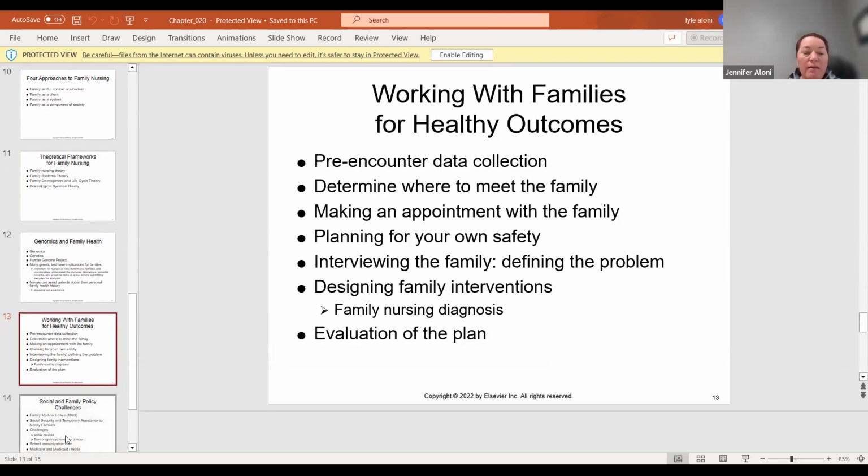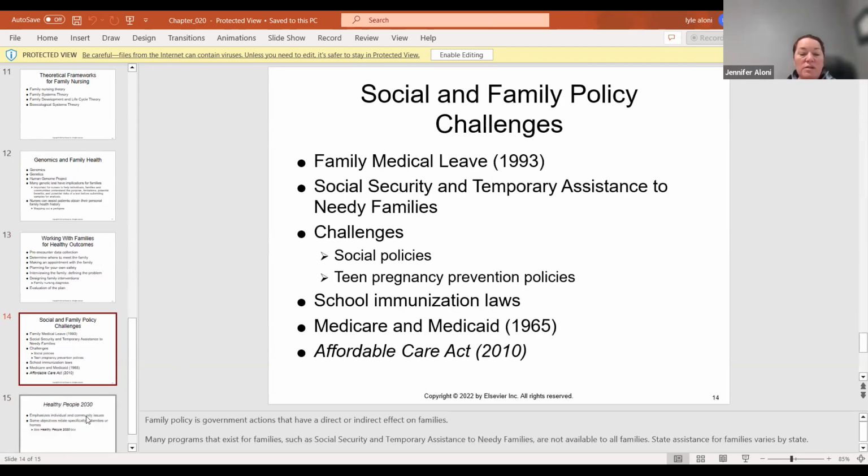When we're looking at our families for healthy outcomes, we're looking for data collection, determining where to meet the family, make the appointment, make sure you're planning for your safety. Stay by a door, let your people know when you're going to someone's home. You see anything unsafe, you leave. Don't wear a ton of makeup or jewelry that's going to really be uncomfortable. When we interview the family, we're going to look for definition of the problem and designing our interventions.